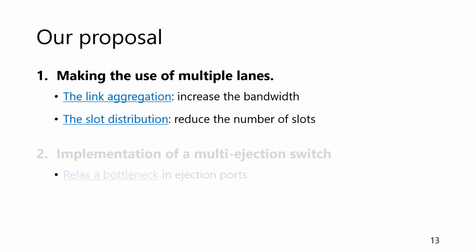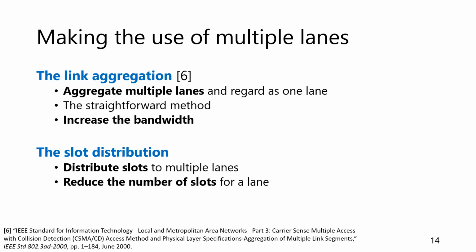From here, I'd like to explain our proposal. The first is the proposal on making the use of multiple lanes. There are two methods to use multiple lanes: the link aggregation and the slot distribution. The link aggregation is a method that aggregates multiple lanes and regards them as one lane. It increases the bandwidth.